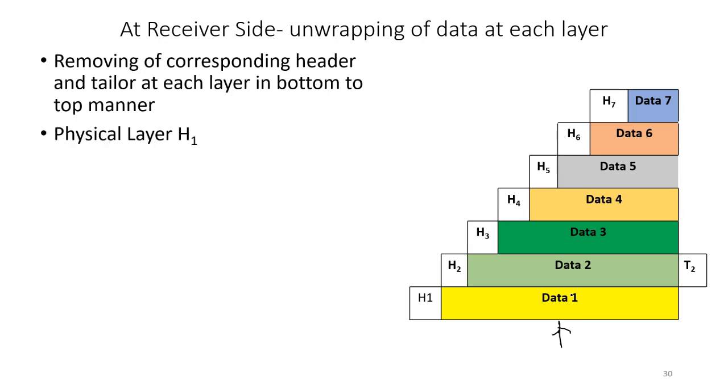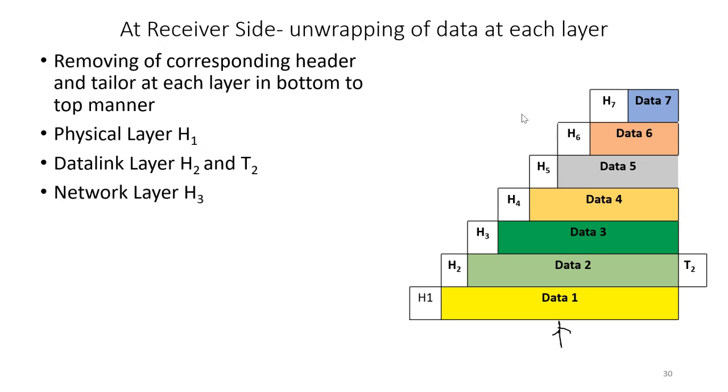Means the physical layer removes information in the form of header 1, that is H1, which was added by the physical layer of the sender. Then the remaining data is sent to the next layer, that is the data link layer. This data link layer removes header 2 and trailer 2, which were added by the data link layer of the sender. Then the remaining data is sent to the next upper layer, that is the network layer.